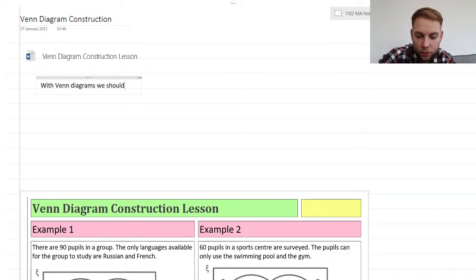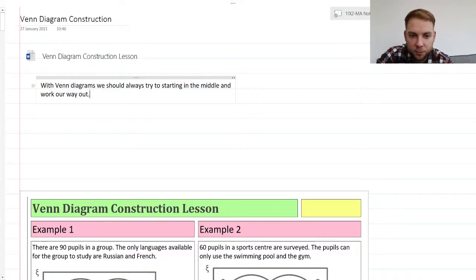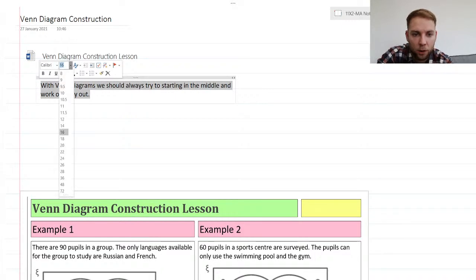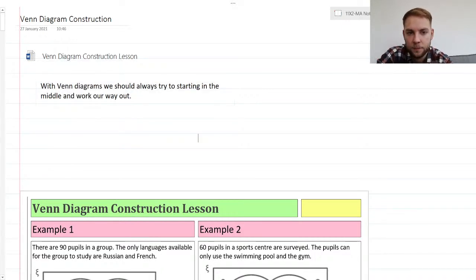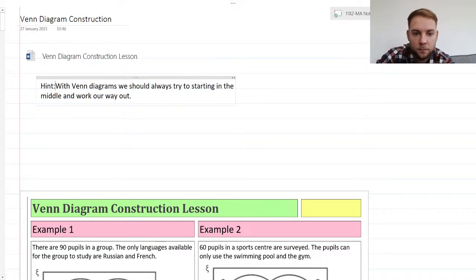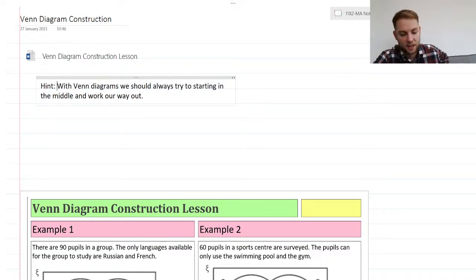With Venn diagrams, we should always try to start in the middle and work our way out. So get that down first of all. That's just a little hint.